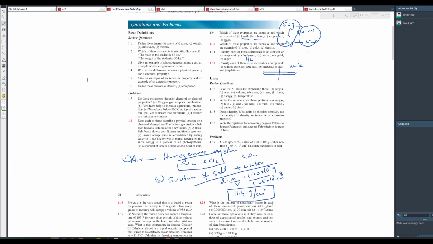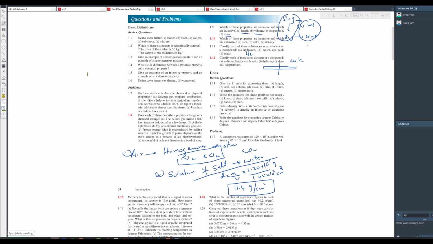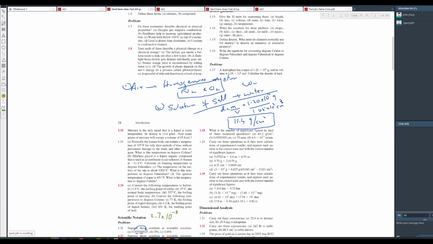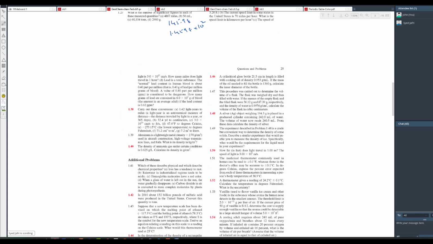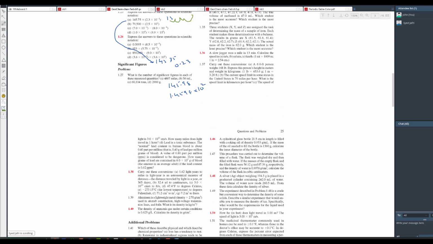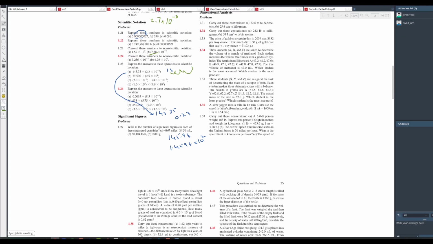Okay, what is the next question? If we were to stay on 1.25, it has some division problems in scientific notation. So now you know. Okay, let's try the other one. Try by yourself.